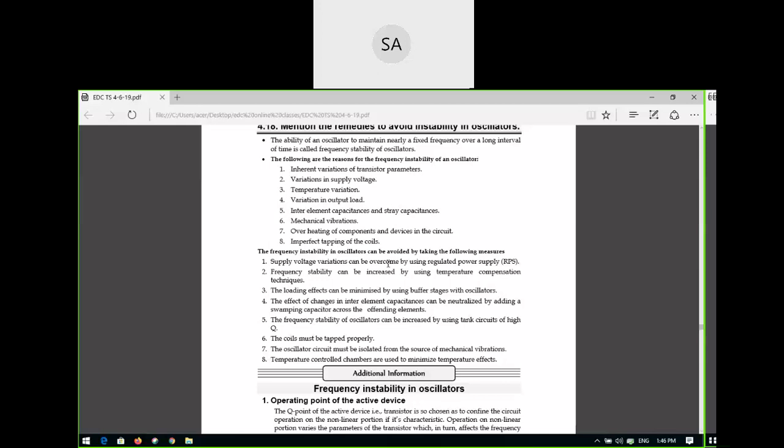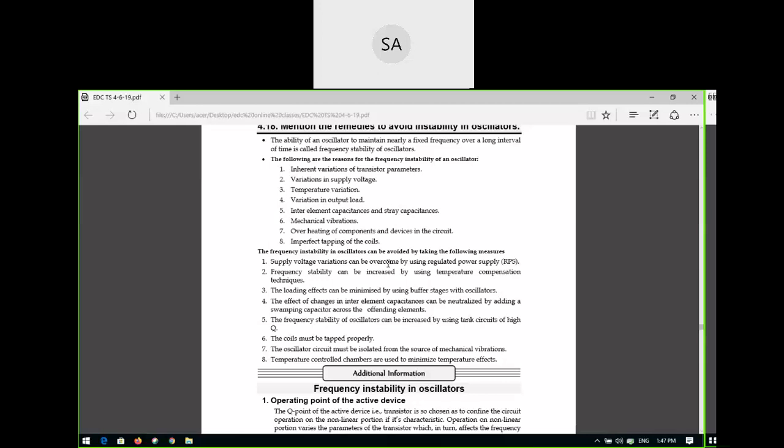The second effect is supply changes, variations in the supply voltage. If the supply voltage changes, the output voltage also changes, because the input for an oscillator is from the supply. So this is the second reason. The third reason is temperature variation. The temperature changes, the IC value changes, the output current will change, and output current changes mean the output voltage also changes. So it is a major drawback. Temperature has a high effect on semiconductor devices, so it also causes fluctuations in the oscillations of any oscillator. And the other thing is the variation in the output load.